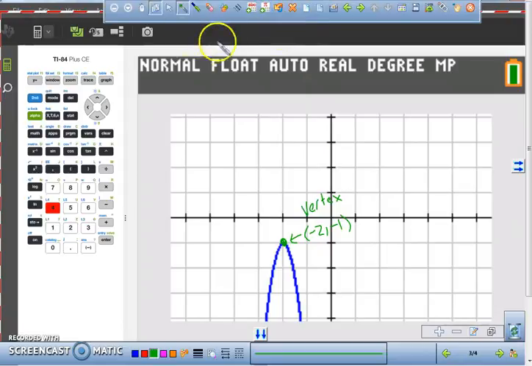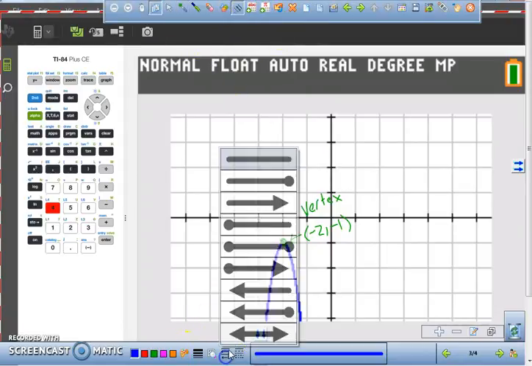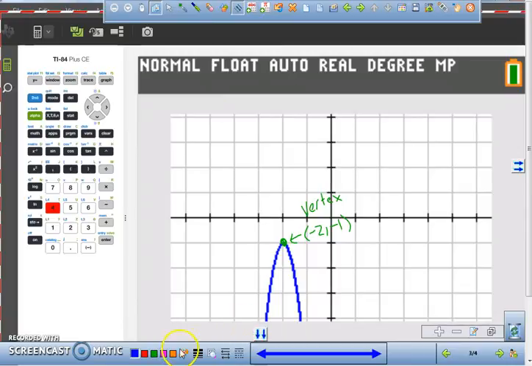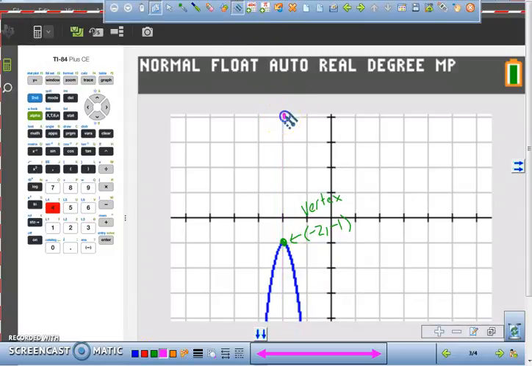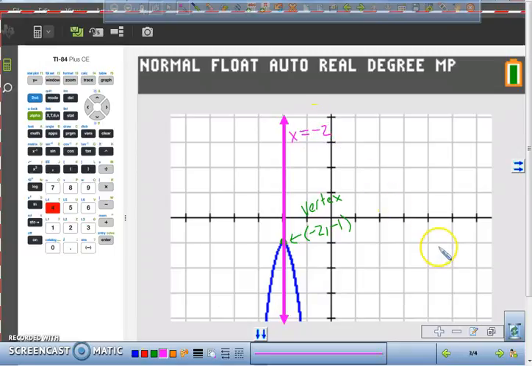Okay? Now, I'm going to draw something in here to see if you guys can tell me what I'm attempting to draw. Vertex. If I could get it right down the middle, it would be helpful. That's not bad. So that line right there, what did we say that line was equal to? That's the axis of symmetry. That's x equals negative 2. That's our line of symmetry that splits that parabola perfectly in half.